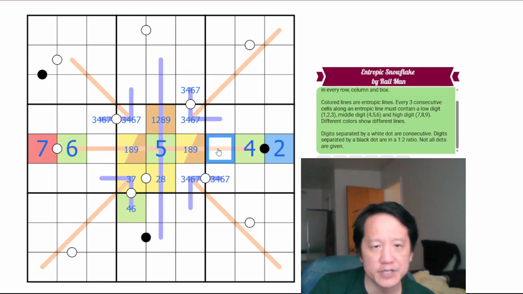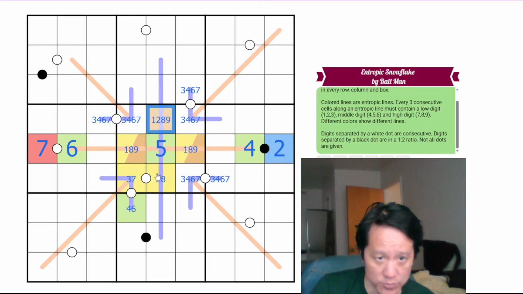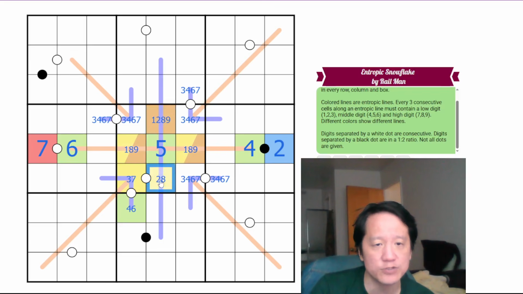That means remaining digits in row 5. 2 is one of these. 1 cannot be here because if that's 1, that would force this to be 2, but there have to be different sets because the 3 consecutive digits on an entropic line have to be different, one of each set. So this cannot be 1 here. We are guaranteed 1 here. We're guaranteed 2 here. This has to be middle here at the end, and this is middle.